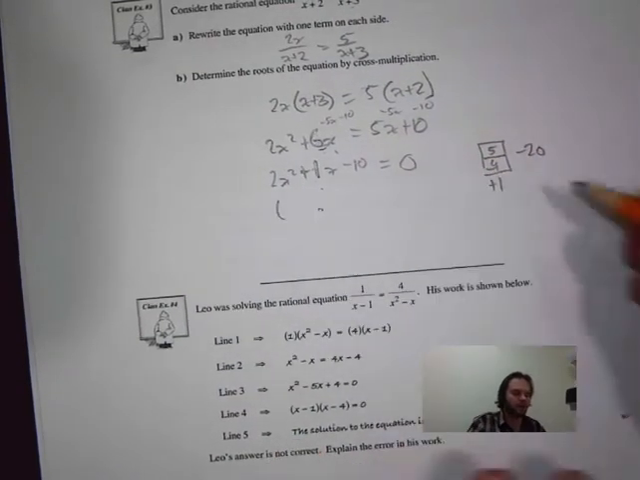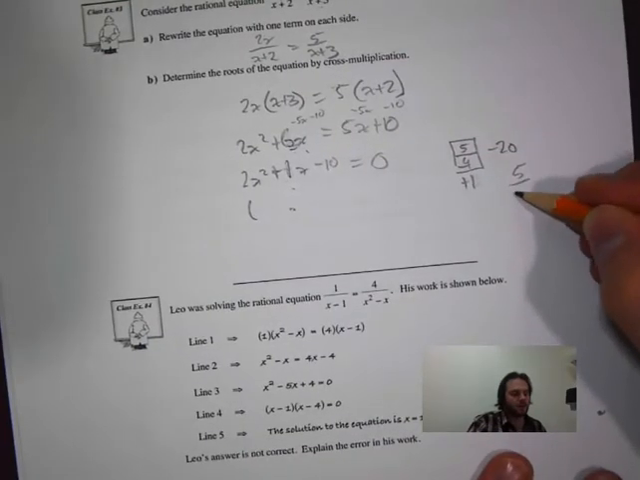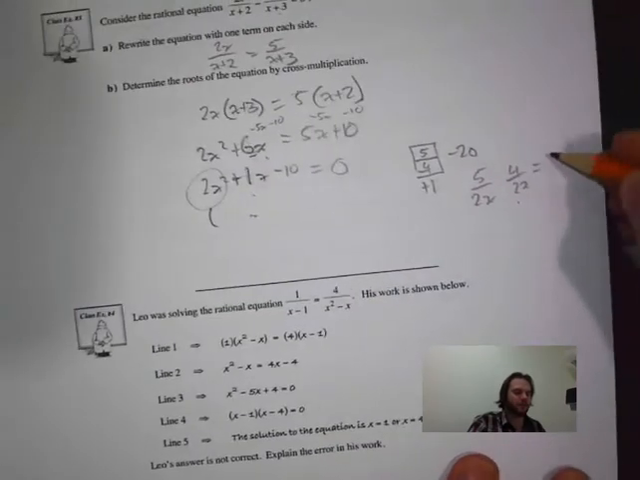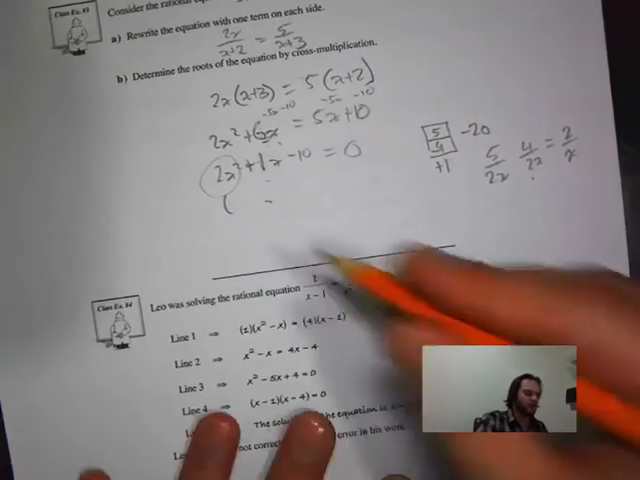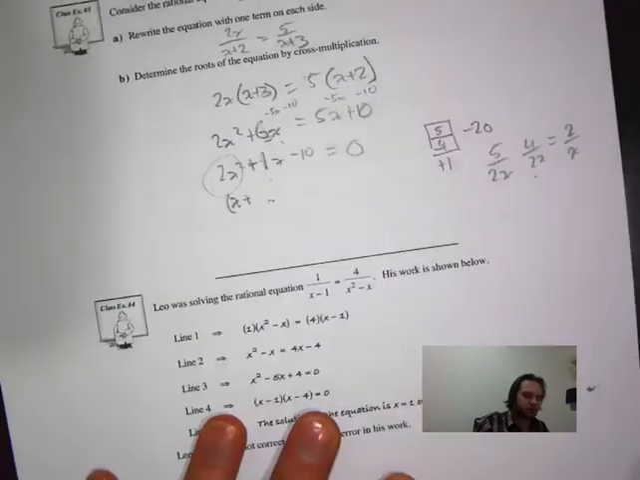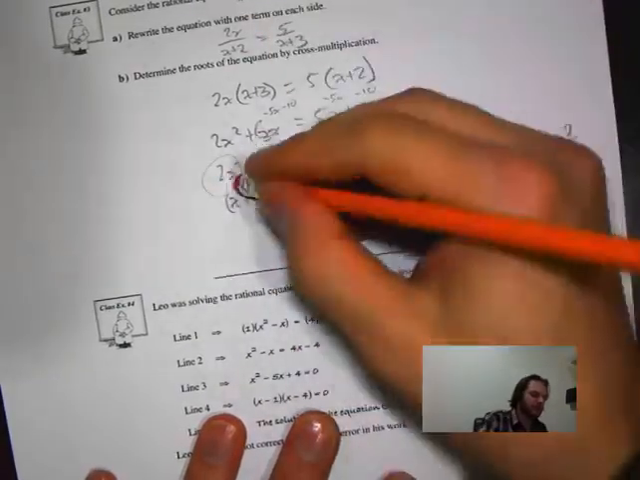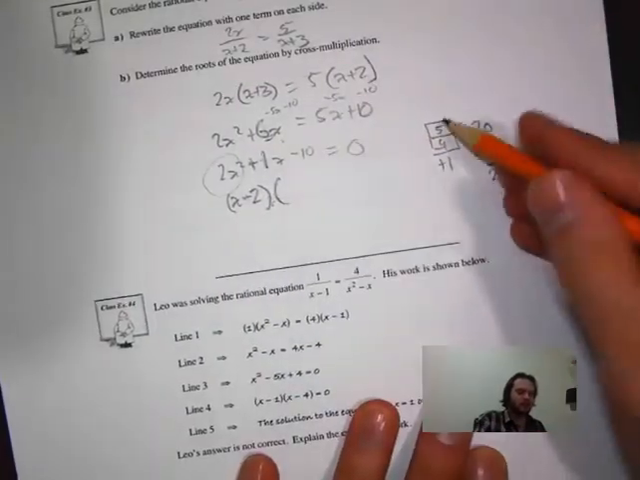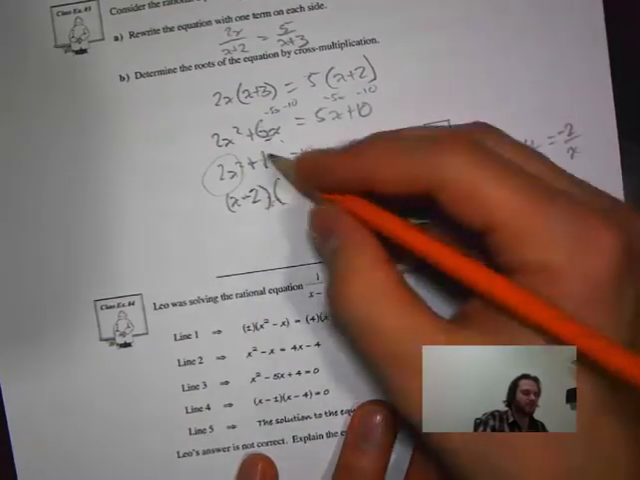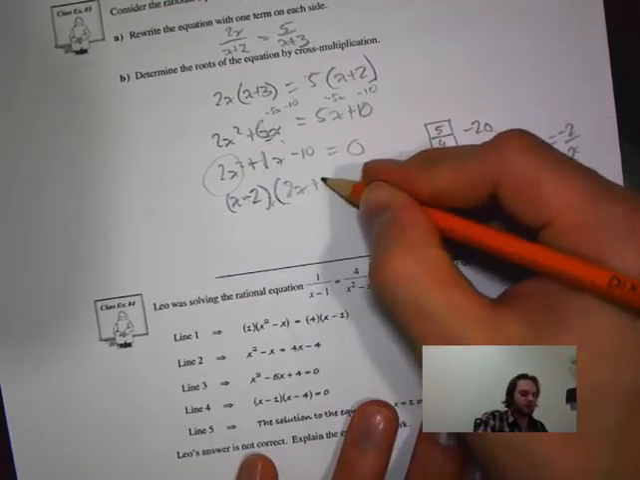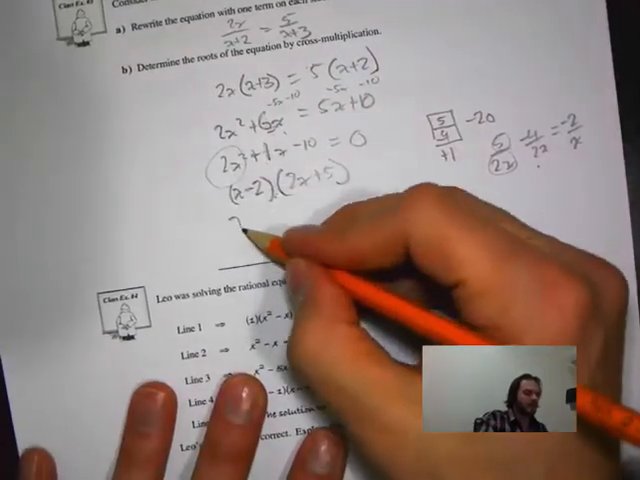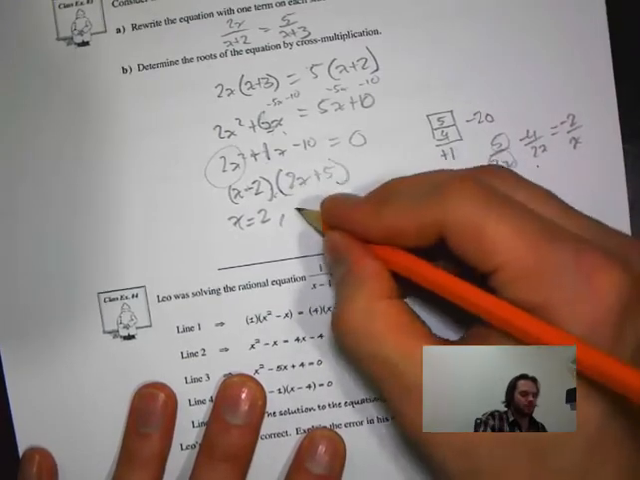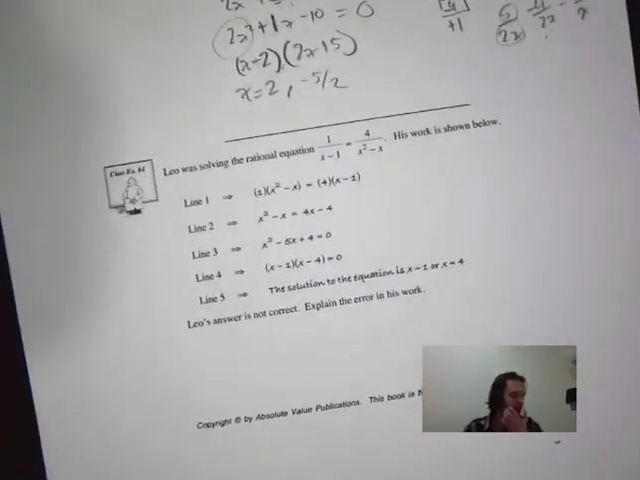So now we look at this: we have 5 over 2x, because there's the 2 there, and we have 4 over 2x. This can be simplified to 2 over x. So we have x minus 2, because this was negative. And this one here is going to be 2x plus 5. Then we have x equals 2 and negative 5 over 2. And that's it.